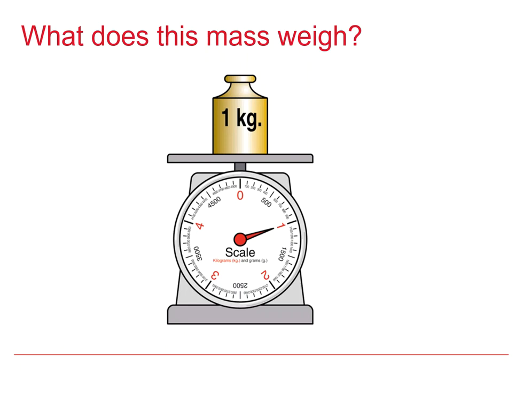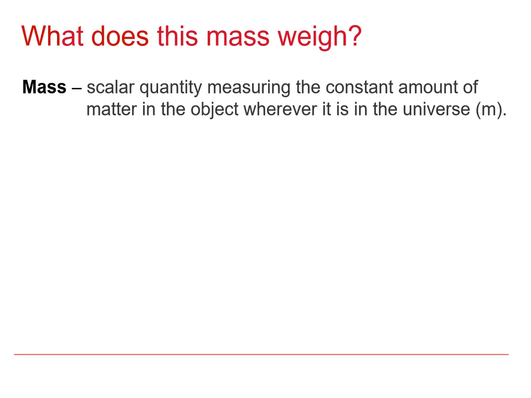So let's make clear the distinction then between mass and weight. So mass, that's the property of the object that doesn't depend on where it is in the universe. So that 1 kilogram mass, that will have a mass of 1 kilogram no matter where it is.